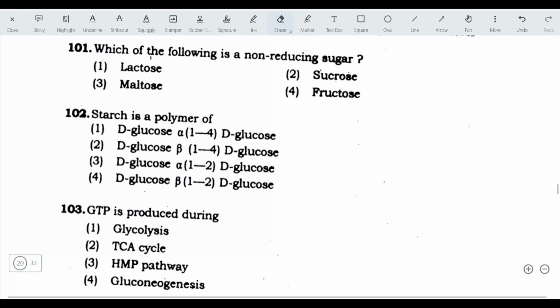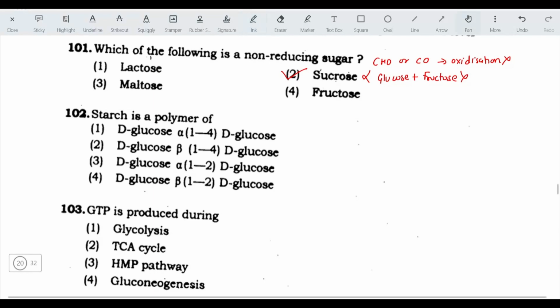So the 101st question is, which of the following is a non-reducing sugar? A non-reducing sugar is a carbohydrate type which does not have a CHO, aldehydic or ketonic group for oxidation. The correct answer here is sucrose, which is a disaccharide made up of one molecule of glucose and one molecule of fructose. It is a non-reducing sugar.